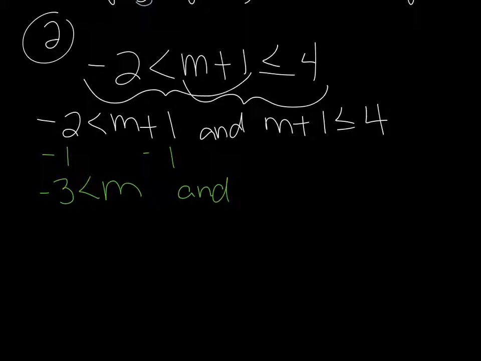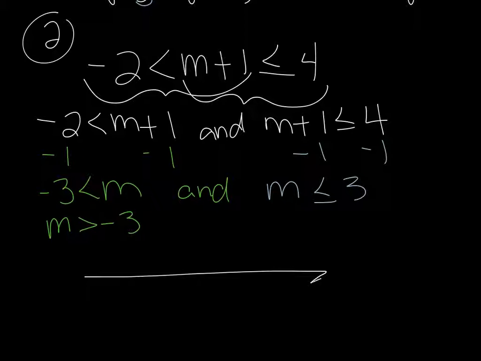And for my other one, how would I solve for m? Subtract 1. M is less than or equal to 3. And then once again, over here for the first one, if the variable's not first, flip it around. So I could say m is greater than -3. Now let's go ahead and graph this one.